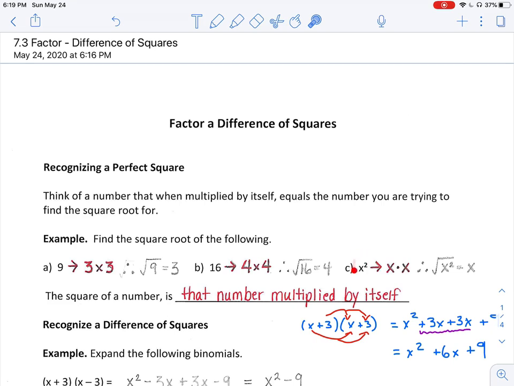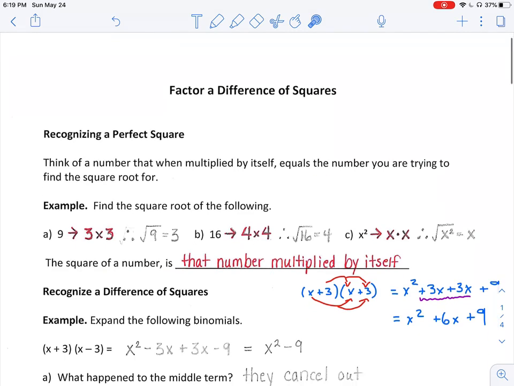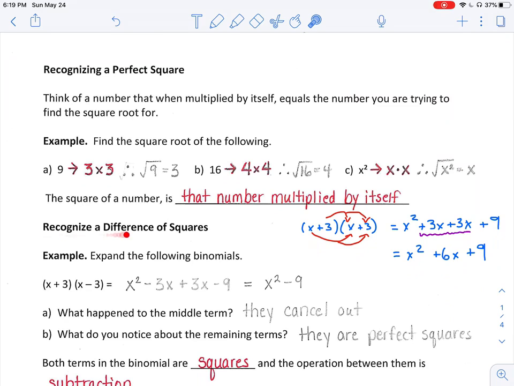Or a variable, in this case x squared, is equal to x times x. That's how you would get x squared. Therefore, we write it as the square root of x squared is simply equal to x. The square of a number is that number multiplied by itself. Recognizing a difference of squares.